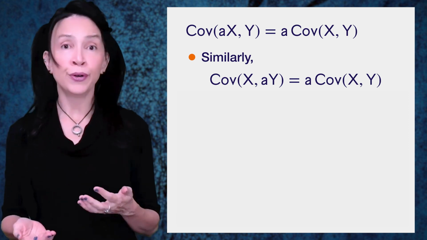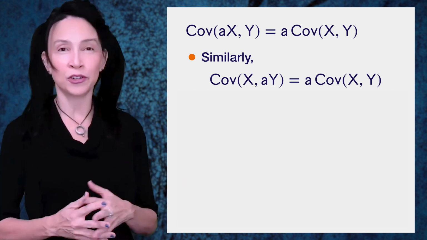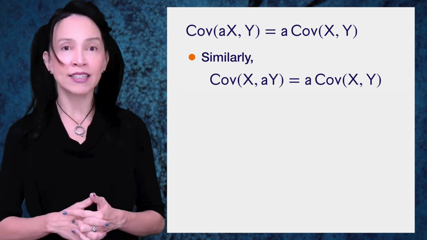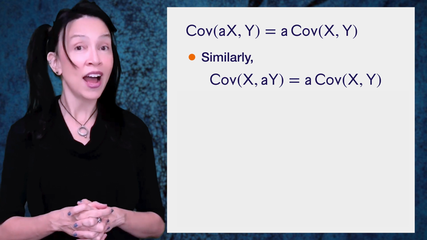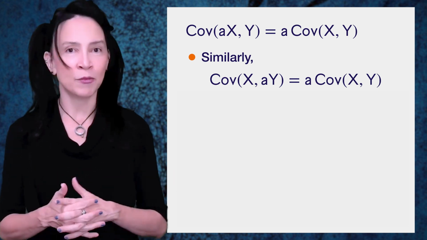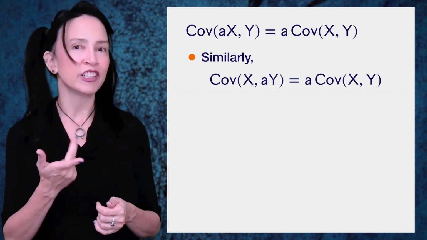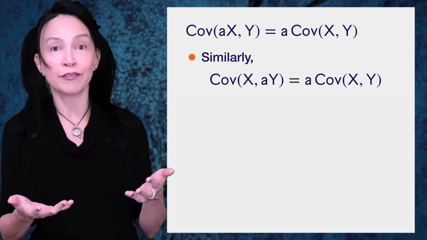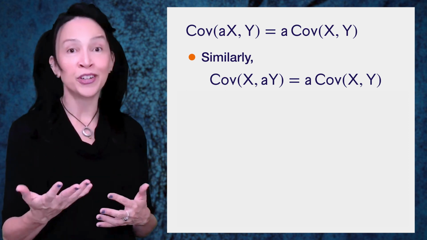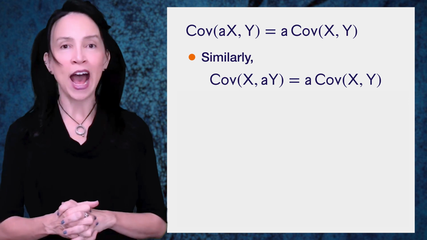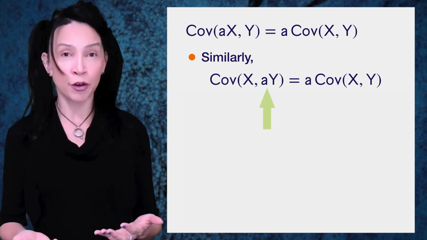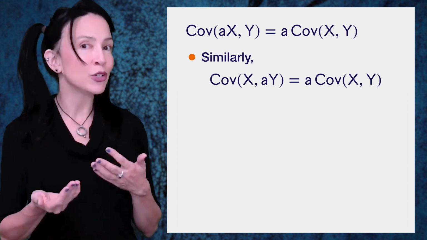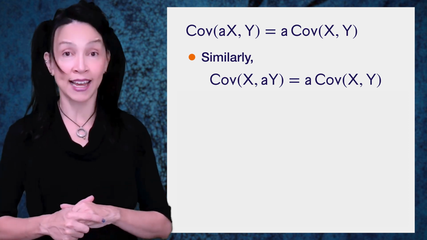Similarly, we can pull a constant A out of the second term. So the covariance of X and A times Y is A times the covariance of X and Y. You can either prove this in the same way, or you can just claim symmetry. You can flip them around and pull the A out of the first one if that feels better to you, but the same thing is going to happen. So a constant here or a constant here can be pulled out in front of the covariance, and it doesn't come out squared like it does in the variance case.